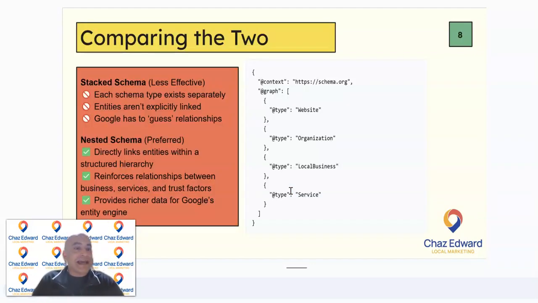Comparing the two, stacked schema is less effective. Each schema type exists separately. The entities are not linked, and Google has to guess the relationships between those entities. Nested schema directly links the entities within a structured hierarchy, as our example over here shows. It's one entity, all interlinked. Provides much richer data for Google's entity engine.